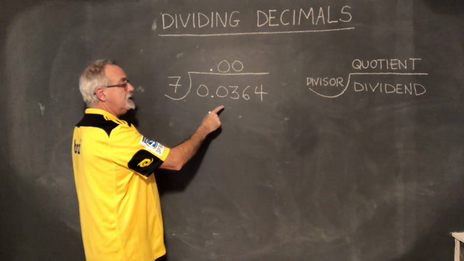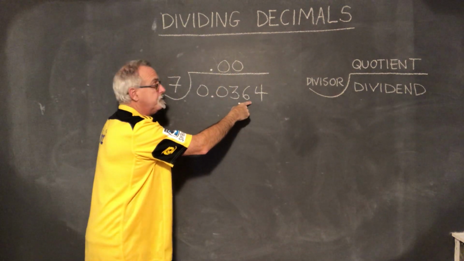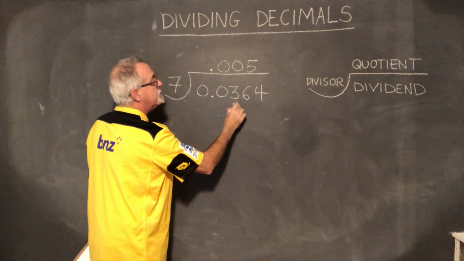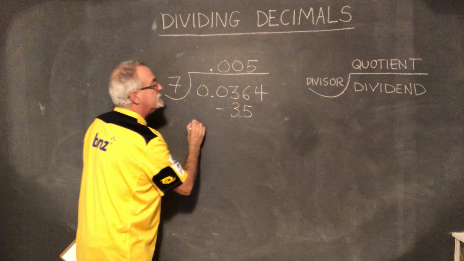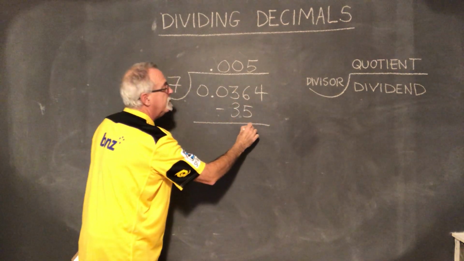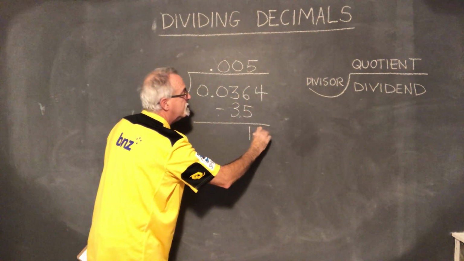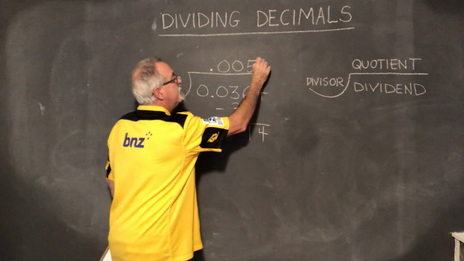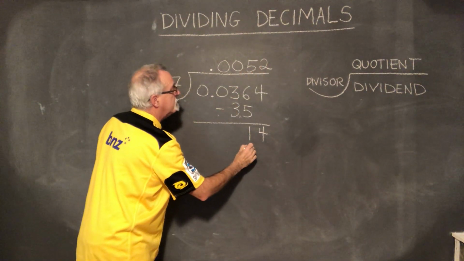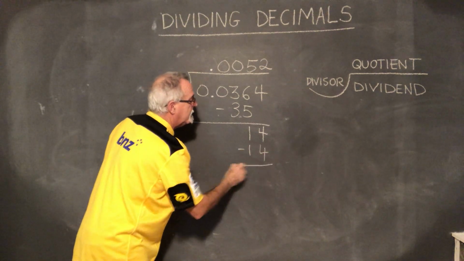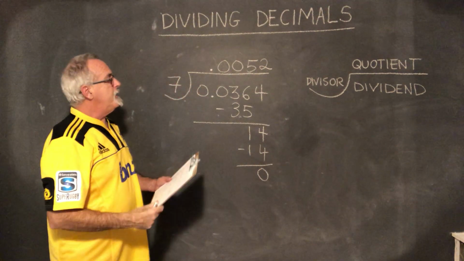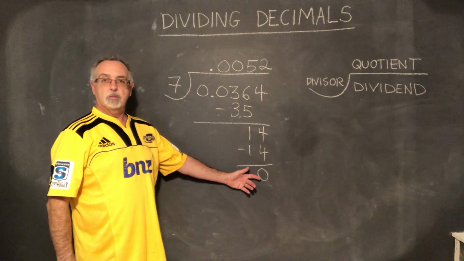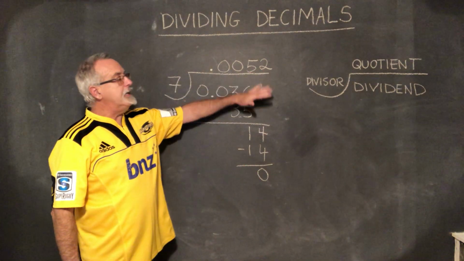But 7 does fit into 36. 7 times 5 is 35. And when I subtract, these cancel. 6 minus 5 is 1, and then the 4 gets carried down, so I have a 14. 7 fits into 14 2 times. 7 times 2 is 14. Subtract, get a 0, you know you're done. Will we always get a 0 like that? No. We're still doing some sort of beginner decimals.